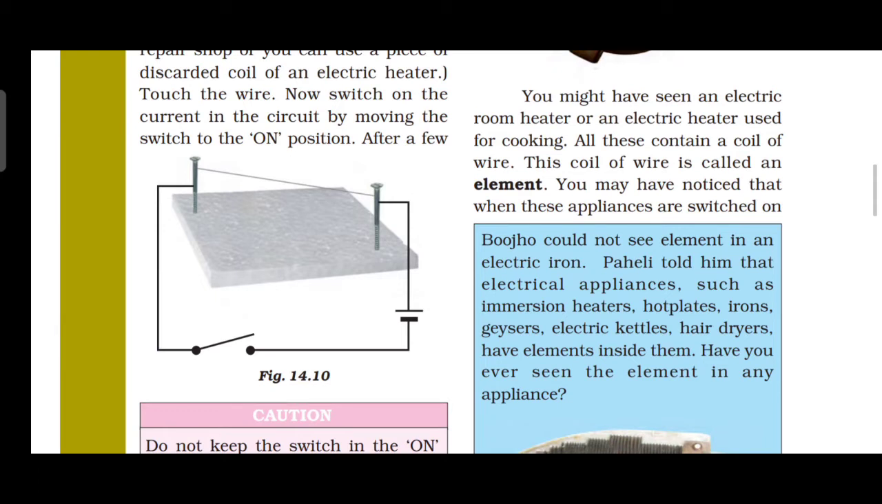For cooking and all we are using an electric heater, and also for bathing we are using an electric heater. Inside the electric heater, what is present? A coil of wire. The coil of wire is called what? Element.